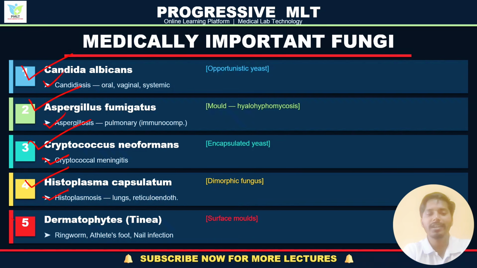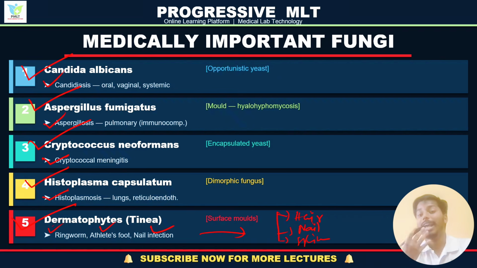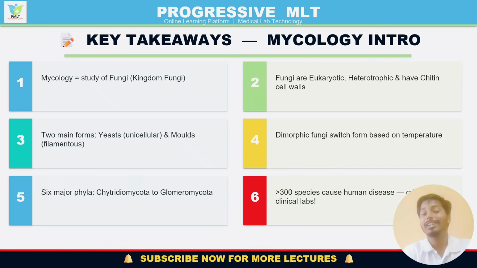After that, see here, dermatophytes are also important, like Tinea pedis, Tinea nigra. There are lots of tinea species, like ringworm, athlete's foot, nail infection. They basically cause three types of infection. Here I am just saying, one is hair infection, another one is nail infection, and skin infection. This kind of infection basically happens. So that's today's lecture up to this much. That is just a basic introduction.